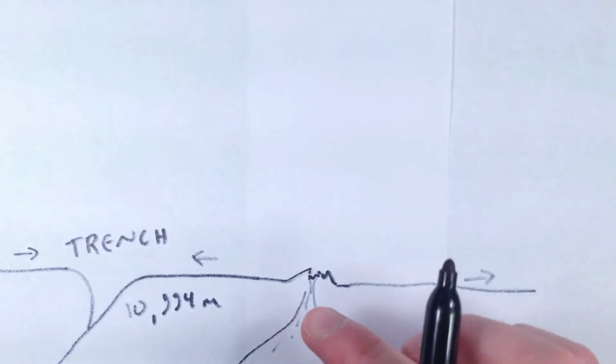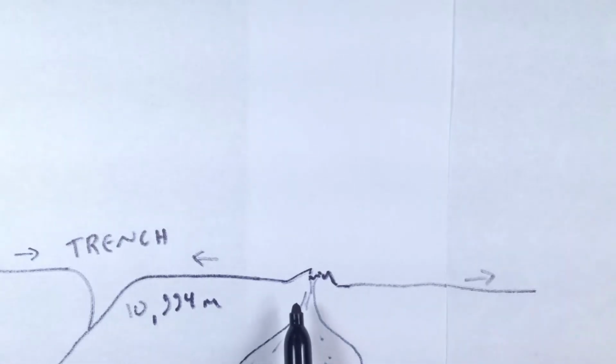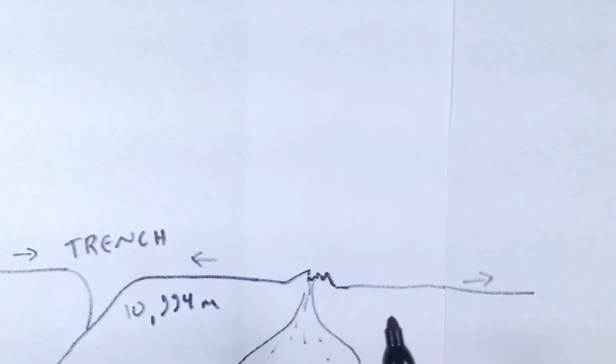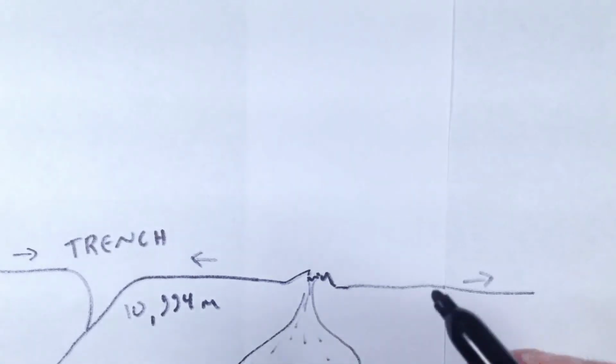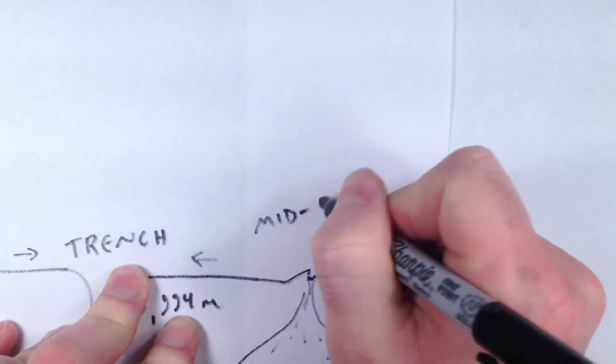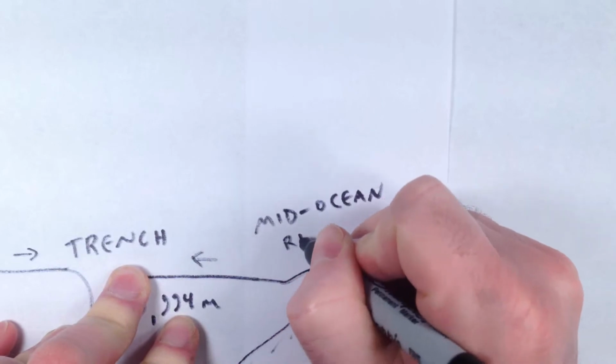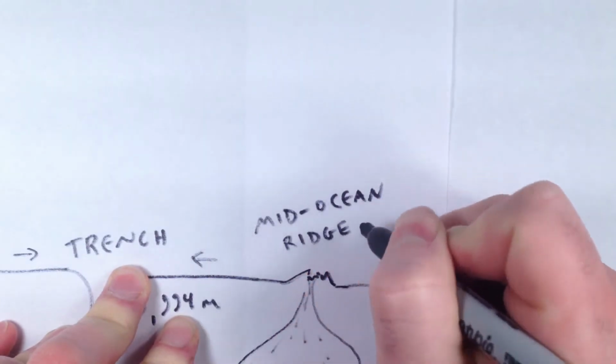So these mountains are usually too short to reach the surface. However, they do reach the surface in Iceland. That is one place where they reach the surface. Okay, so there is a mountain formed here, but in the center, sorry, I should have written mid-ocean ridge. Mid-ocean ridge. There you go.